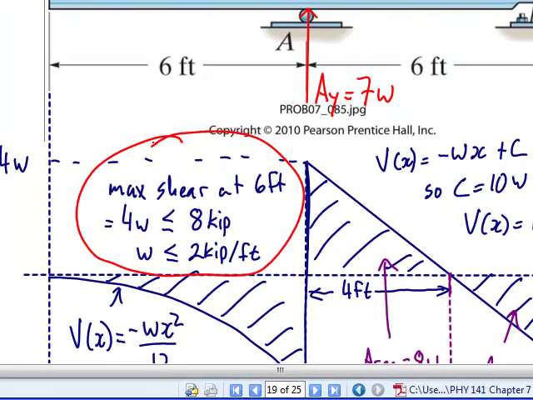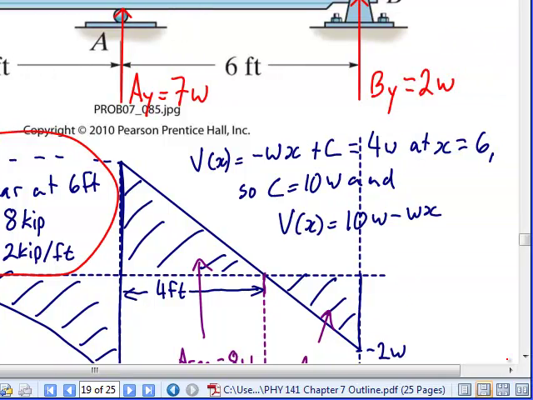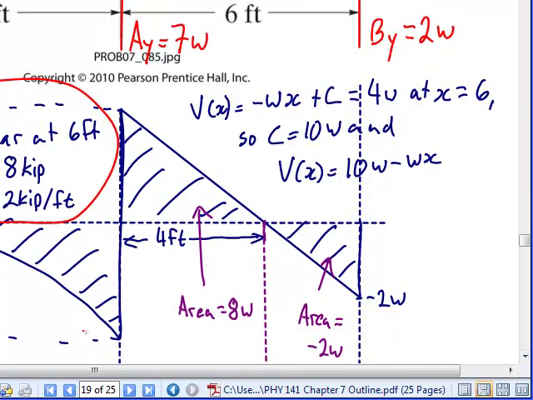All right. Any questions? At 6 feet, there's 2 different shear values. Yep. The shear diagram is discontinuous at A. And that's because there's a point load. So the point load causes it to jump from negative 3w all the way up to 4w.